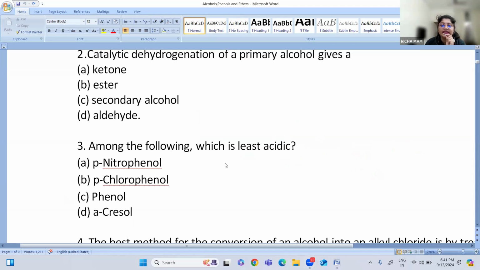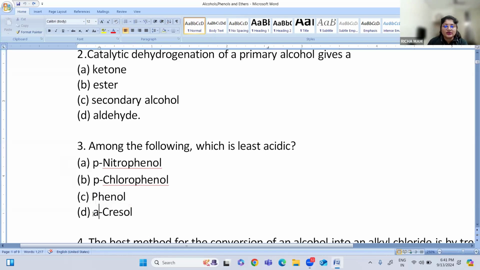Among the following, which is least acidic? A, paranitrophenol; B, parachlorophenol; C, phenol; and D, orthocresol. Okay, so this is orthocresol. So among the following, which is least acidic? Paranitrophenol, parachlorophenol, phenol, and D, orthocresol.